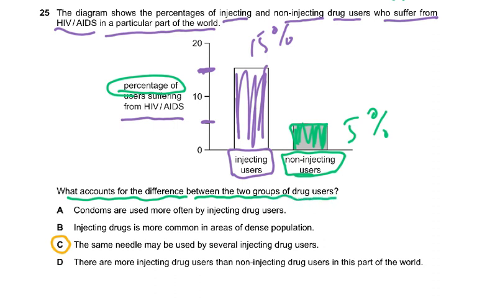Condoms are used more often by injecting drug users. Injecting drugs is most common in areas of dense population. There are more injecting drug users than non-injecting in this part of the world. The same needle may be used by several injecting drug users. Well, that's the main reason, because they share needles. And when they share needles, and it's the needle, not the syringe, please remember, that's how they pass on the disease to each other, because it's a blood-borne disease.